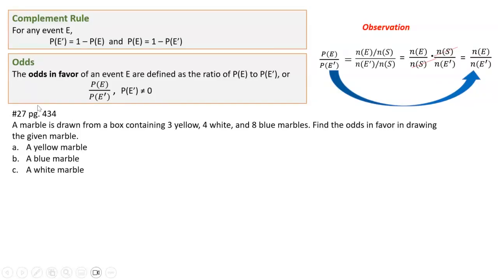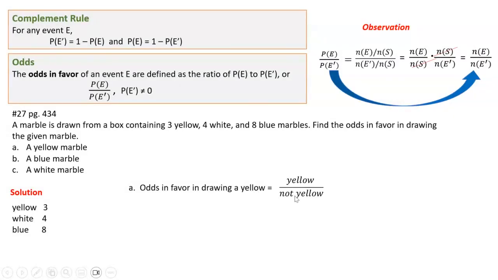A marble is drawn from a box containing 3 yellow marbles, 4 white marbles, and 8 blue marbles. Find the odds in favor of drawing a given marble. Okay, a yellow marble. Because it's talking about odds in favor, the odds in favor of drawing a yellow will be yellow over not yellow.